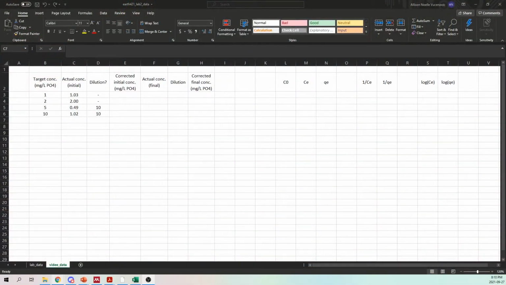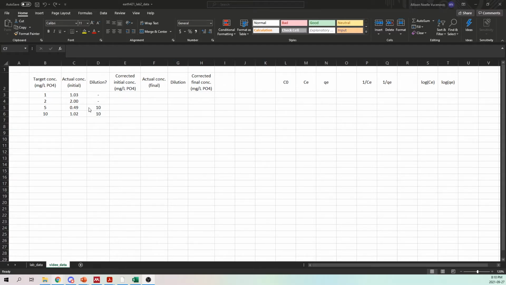Alright, so now that we have all of our data collected, we can actually make our adsorption isotherms, and I'll just be using Excel for this example. So these were the 4 concentrations I worked with for this experiment. I did a 1, 2, 5, and 10 milligram per liter phosphate solution. And these were the initial concentrations measured by the spectrophotometer. So I did this one on camera. This is the one we had for our 1 milligram per liter phosphate solution. It ended up being 1.03 milligrams per liter, the actual concentration.